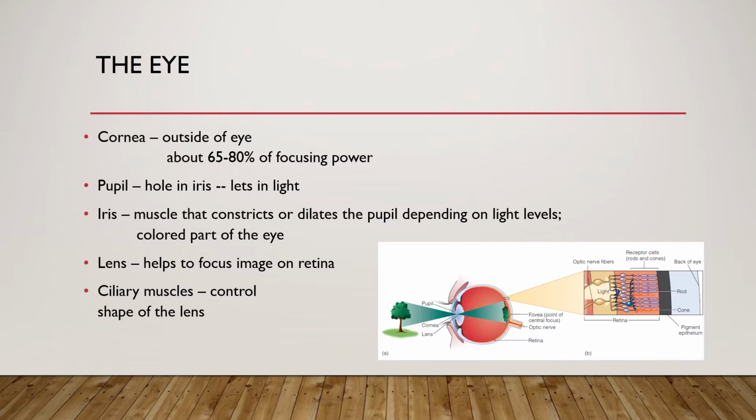It is refracting or bending the light, and actually that cornea has about 65 to 80% of the focusing power, and that 65 to 75 or 80%, it depends on what you're reading, that estimate. So I'm not exactly sure where it is, but it's somewhere in there, but it's doing most of the focusing.